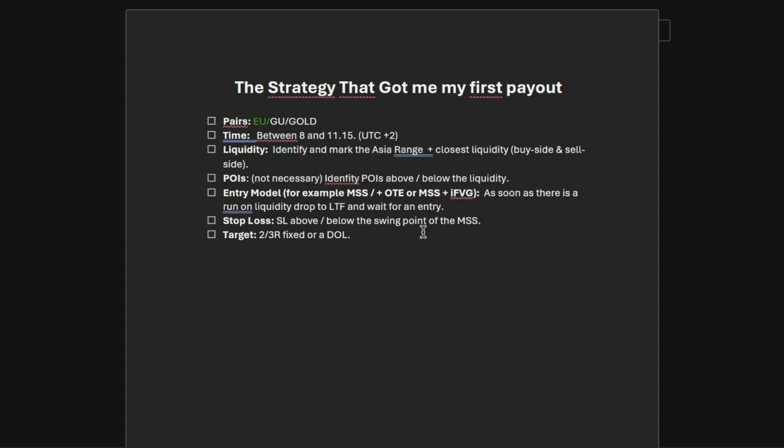Hello guys, today I will show you the strategy that got me my first payout, and yeah, let's start. So for the pairs, I only traded it on EU, but it also works on GU and gold.